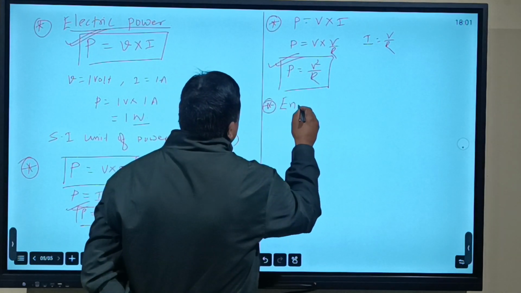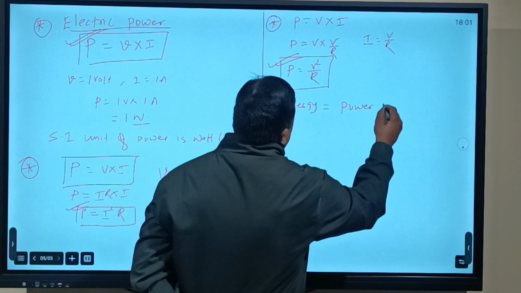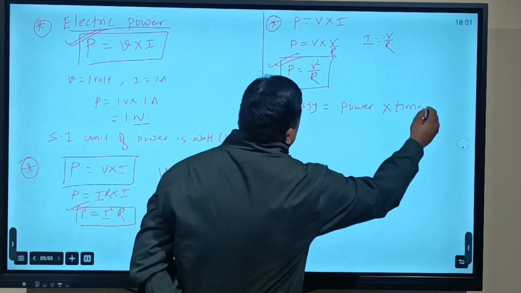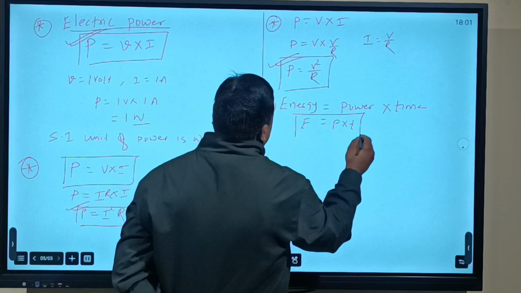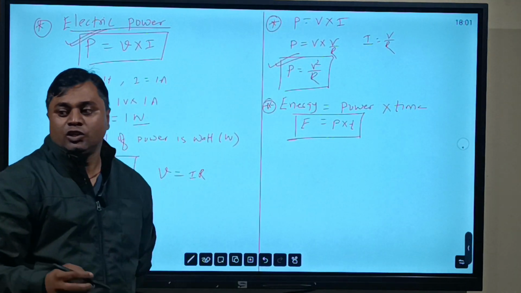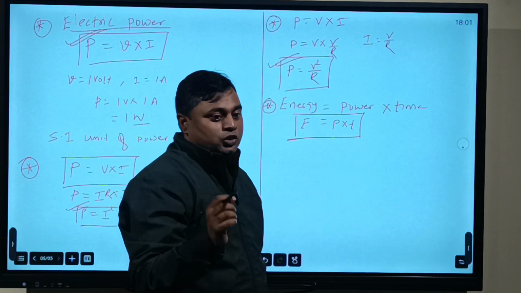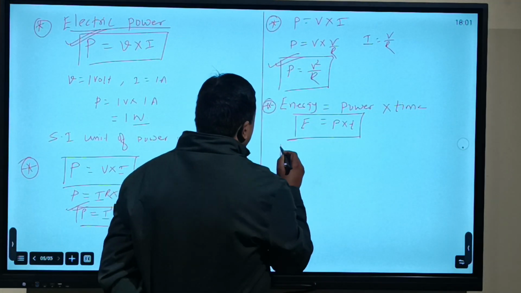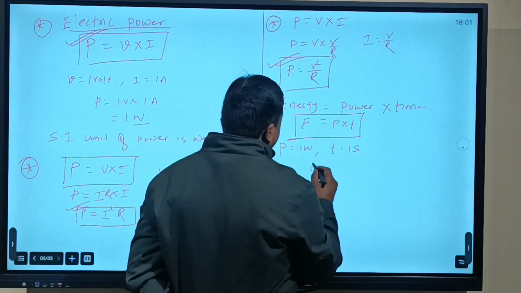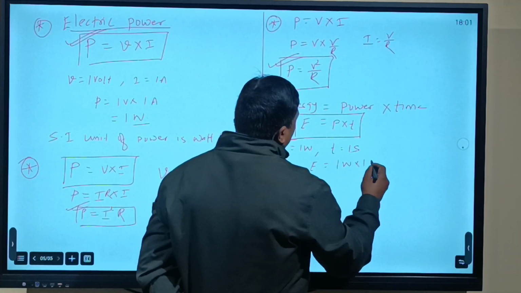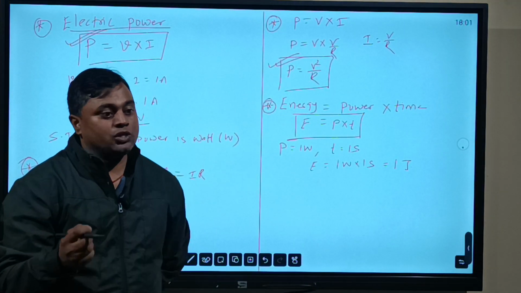Next concept is energy. Energy is power into time. So E is equal to P into T is the formula. And the SI unit of energy is joule. The SI unit of any form of energy is joule. So when the power is 1 watt and time is 1 second, energy is equal to 1 watt into 1 second, that is equal to 1 joule. 1 watt second is also called 1 joule.